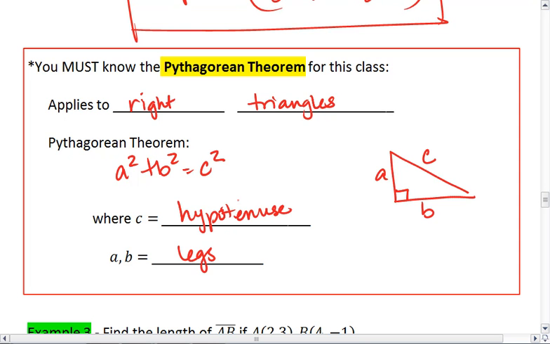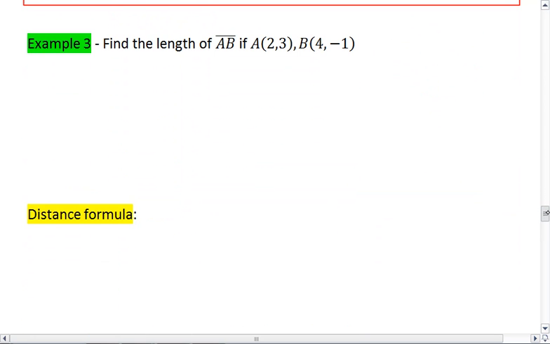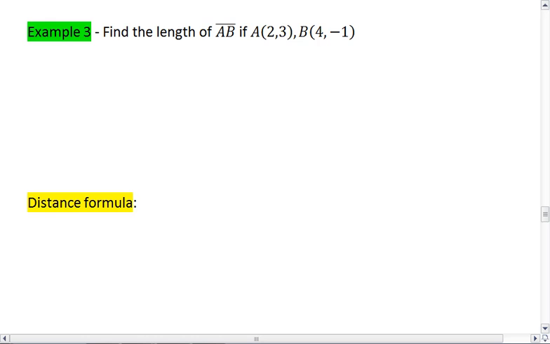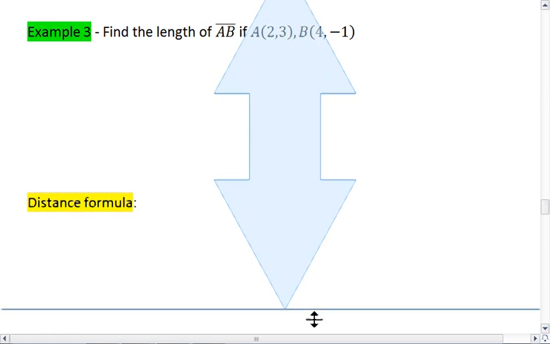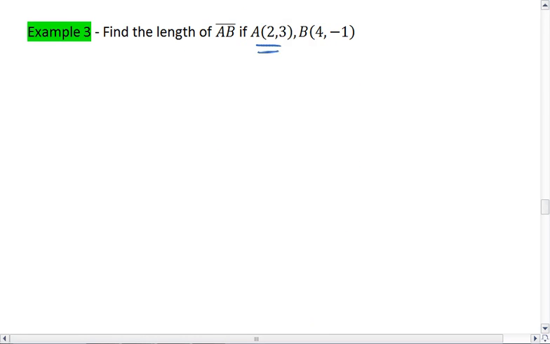This is an essential equation. You need to know the Pythagorean theorem. And I'll show you why right now. We're going to go back to looking at these 2 points here, although we have a different ordered pair, I think, this time. So let's plot these on our graph.